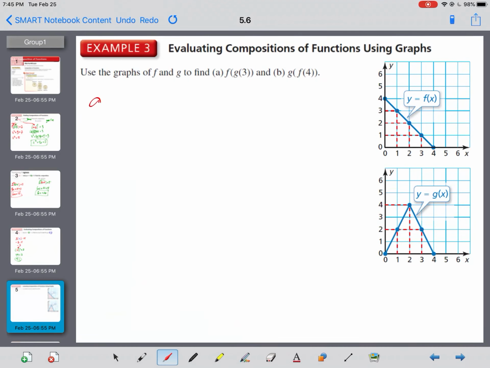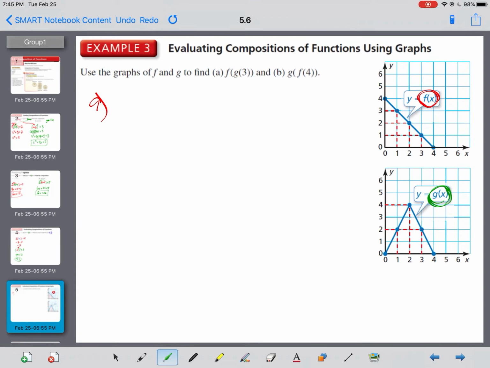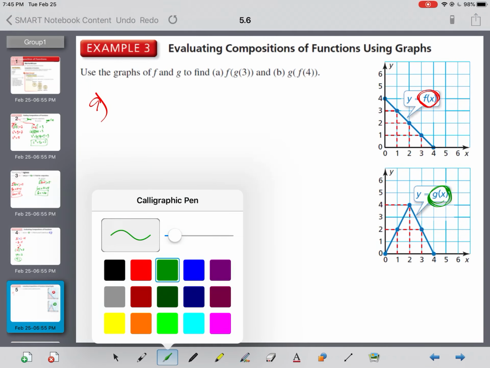So let's look at A. We're going to use the graphs. One's got f of x on it, one's got g of x on it. We'll do f, we can color coordinate it, we've been doing green, and g. Those are your different graphs. So when we're plugging it into each one, we've got to go to the right graph.